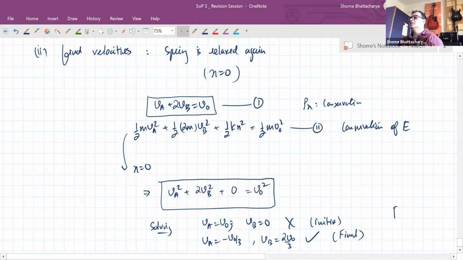So after the spring disengages, A will have a velocity of V0 by 3 backwards and B will have a velocity of 2V0 by 3 forwards.